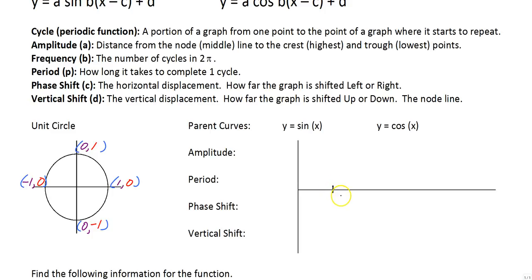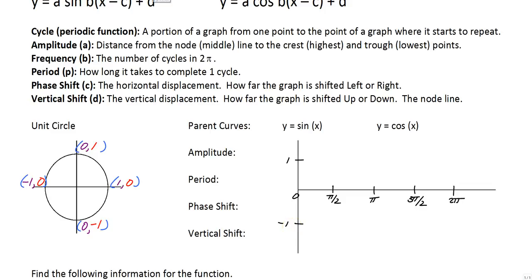Whenever we are graphing, we have to remember that we start at 0, then go to pi over 2, pi, 3 pi over 2, back to 2 pi. Of course, that's also going to be in terms of degrees: 0, 90, 180, 270, and 360. So it's going to be the same. Now we have a standard amplitude of 1, so we're going to go up to 1 and down to negative 1.